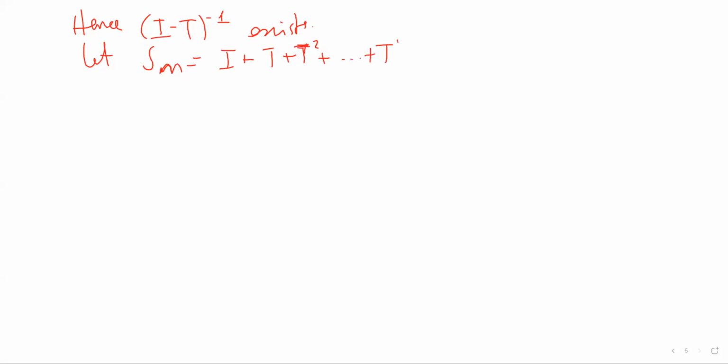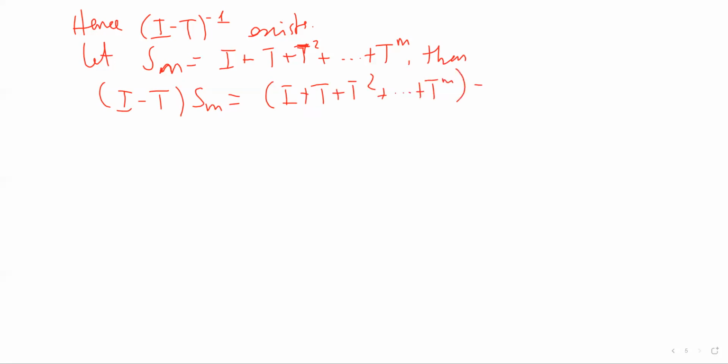Hence, (I minus T) inverse exists. If you take Sm, so that this is equal to I plus T plus T squared, plus T to the power m, then (I minus T) times Sm will be I plus T plus T squared, all the way to T to the m plus 1. And this will be nothing but I minus T to the m plus 1.